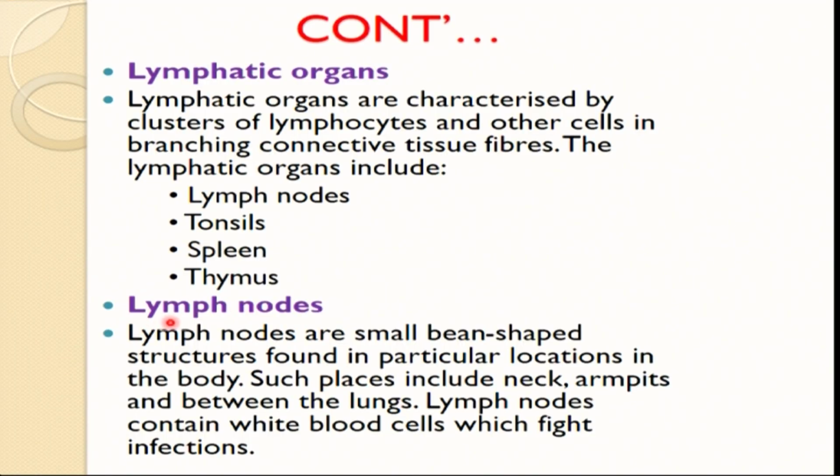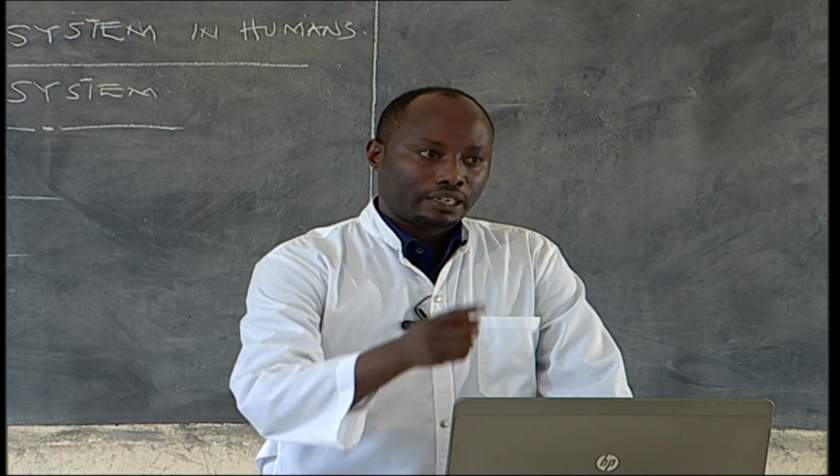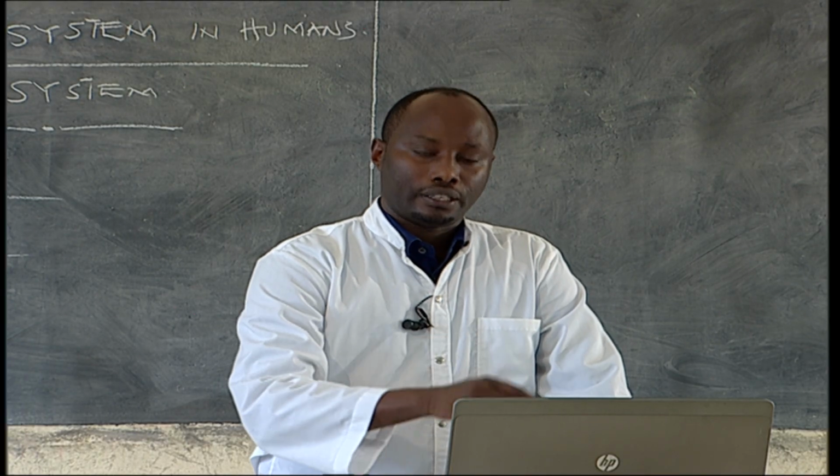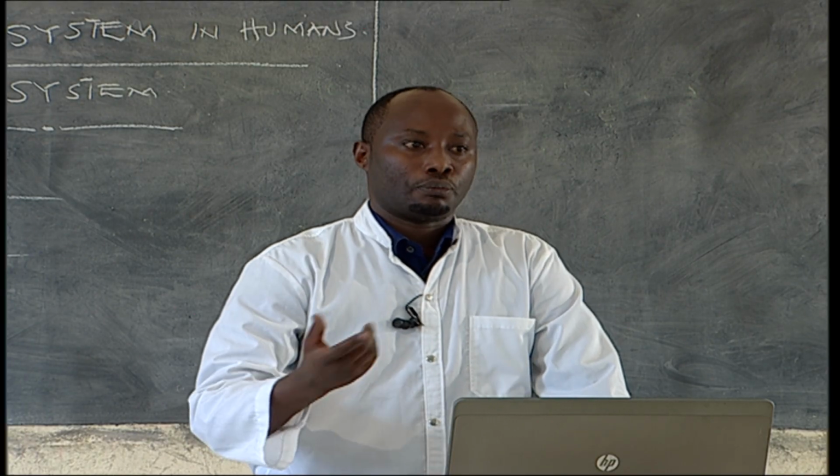Lymph nodes are small bean-shaped structures found in particular locations in the body, including the neck, the armpits, and even between the lungs. Lymph nodes contain white blood cells which fight infections. As I mentioned earlier, they are responsible for fighting infections in our body. They act as the body's soldiers.